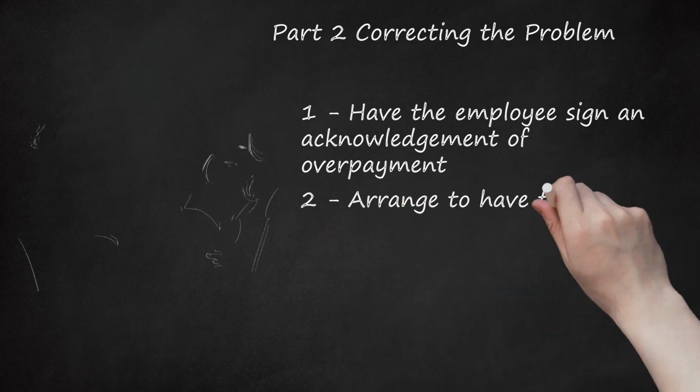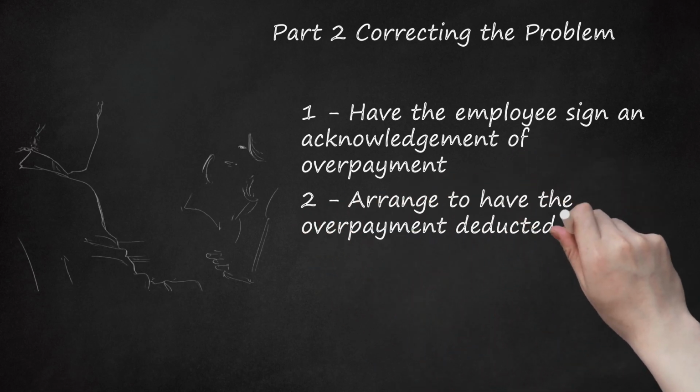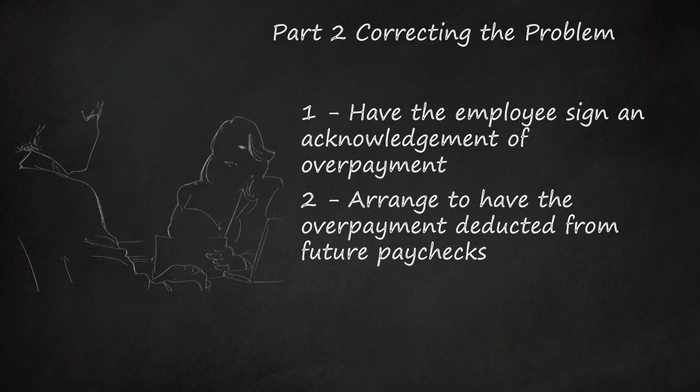2. Arrange to have the overpayment deducted from future paychecks. If the employee is unable to pay the money back right away, you may be able to get his or her agreement to take money out of the next paycheck to cover the amount of the overpayment. Federal law permits you to withdraw the entire amount from the employee's next paycheck, even if the amount would cut into the minimum wage or hours the employee must be paid.